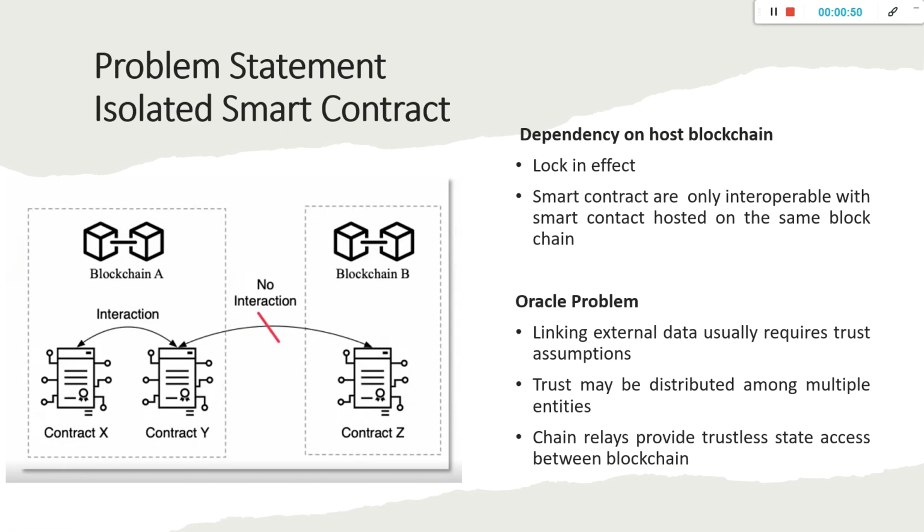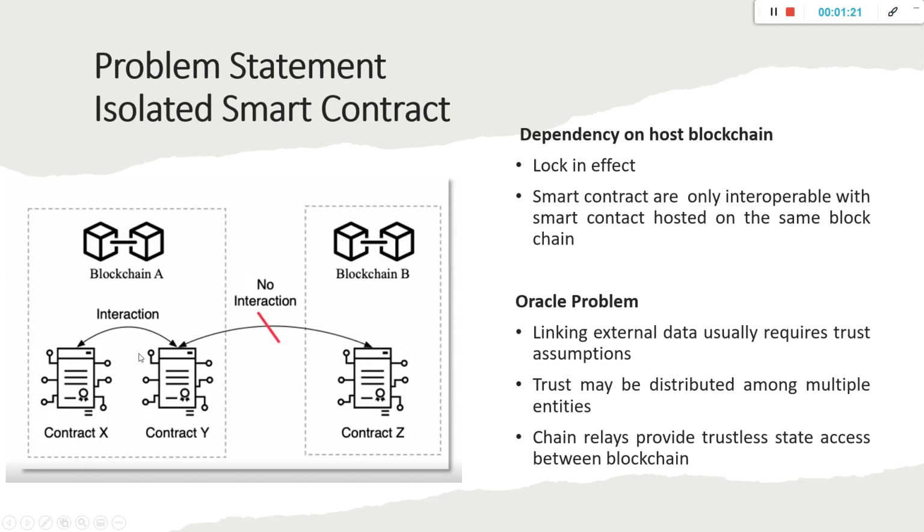So let's talk about the problem statement. The first heading is isolated smart contracts. Nowadays, if a smart contract is deployed in any blockchain, there is difficulty interacting between two smart contracts. In the image we can see that there is a blockchain A and a blockchain B, and inside blockchain A two smart contracts are deployed, which are X and Y.